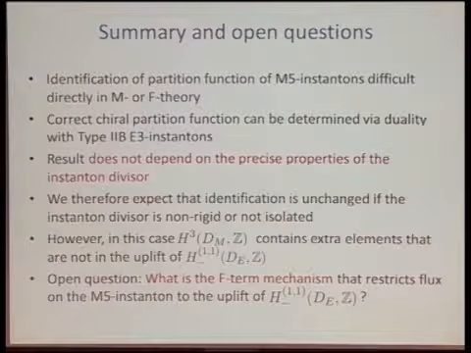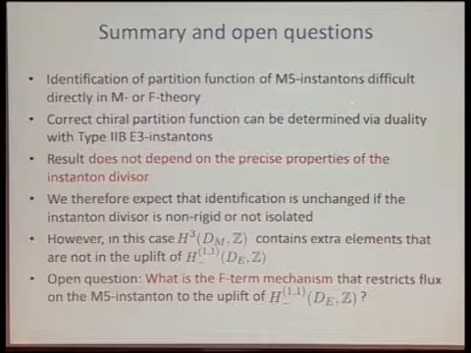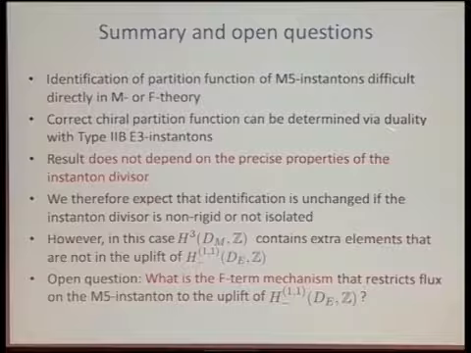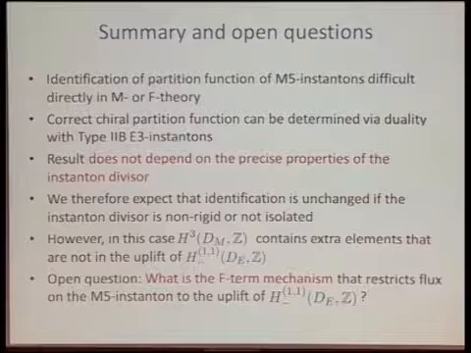Okay. So let me summarize for now and mention some of the very important open questions. Of course, this partition function of M5 instantons is difficult to identify directly in M or F theory. However, a way around, at least in models with a type 2b limit in F theory, is to determine this correct partition function via the duality with type 2b, where the partition function is unambiguous. And let me stress that this result, alpha and beta equals 0, seems quite robust. It's not a function of the geometry of the divisor.